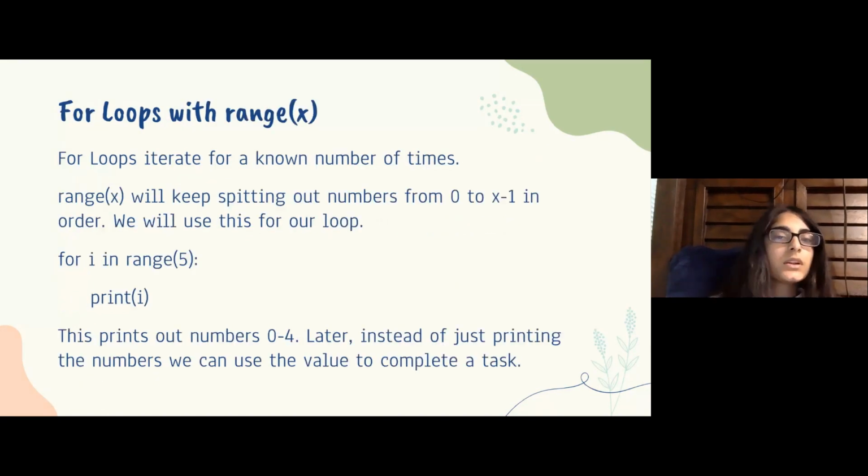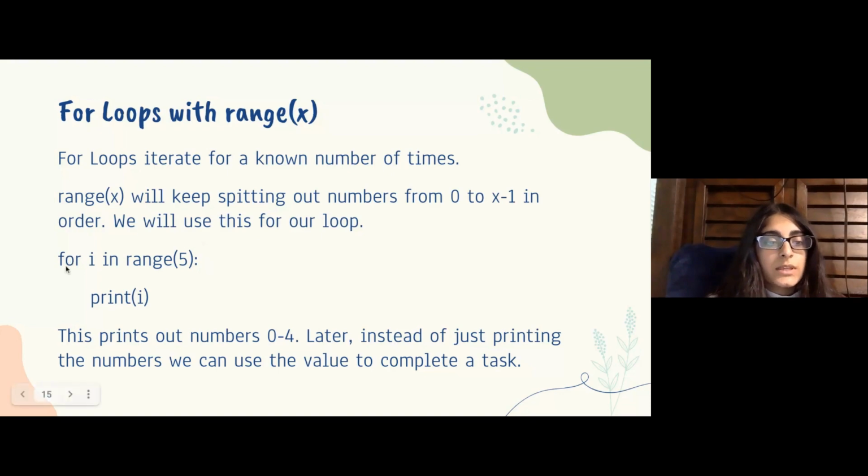For loops are a little bit more specific. Usually you use them the way we used that while loop before, where you have an x and you're incrementing it each time. And you know that that loop is going to run for a specific number of times. We have this range x function that will spit out numbers in a range from 0 to x minus 1 in order. And we often use this for our for loops.